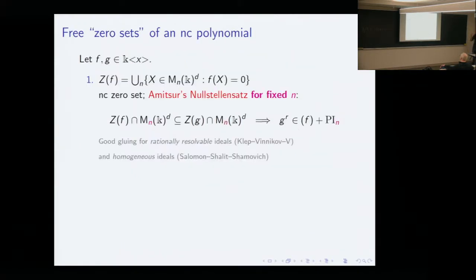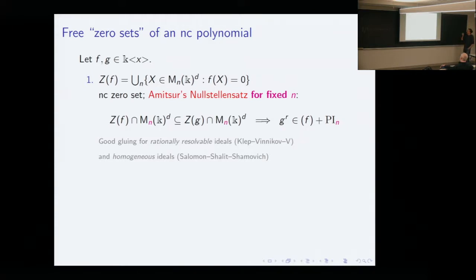Okay, so now let's first look at a few candidates for a zero set of an NC polynomial. Let's pick a polynomial f in the free algebra. The first one is the hard zero set, the obvious choice. I look at all tuples of matrices of all possible sizes such that f of X is really 0. This is called the free zero set or NC zero set.